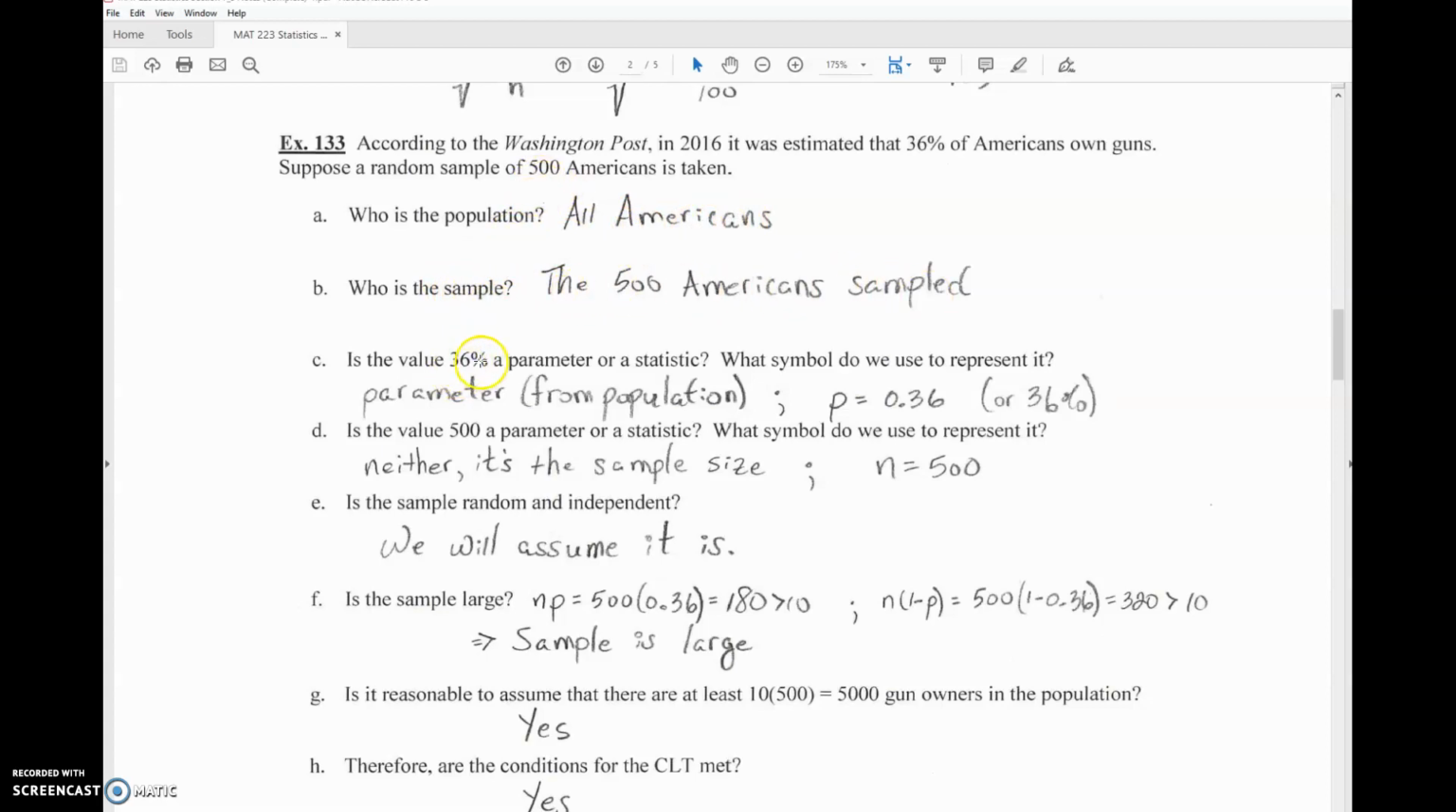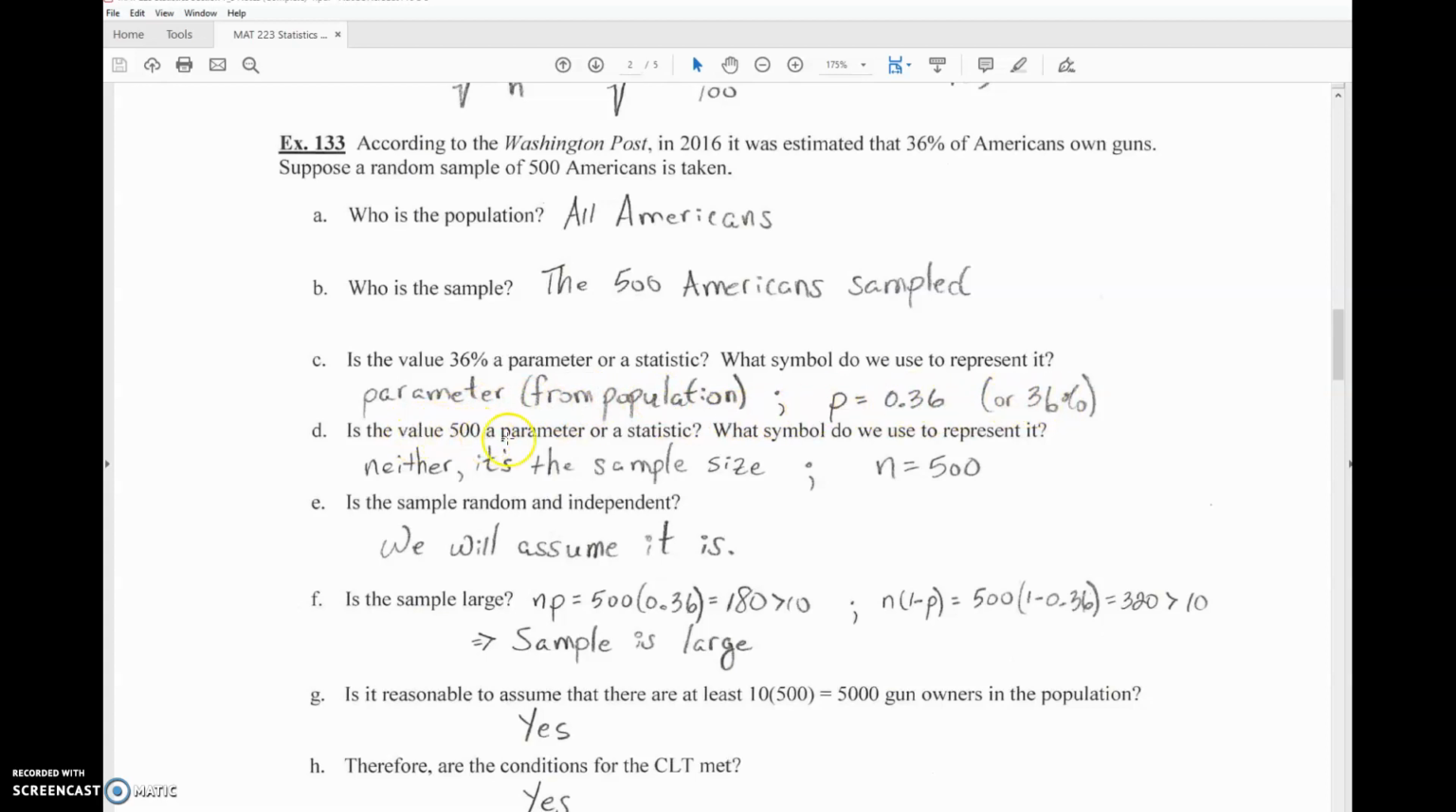Now that value 36%, is that a parameter or a statistic? And what symbol do we use to represent it? So 36% was given to us from past information from the Washington Post, where they estimated 36% of Americans own guns. So we're to assume that's the population proportion p, which would be 0.36 or 36% of all Americans own guns. So that's from a population, that's a parameter. p equals 0.36 or 36%.